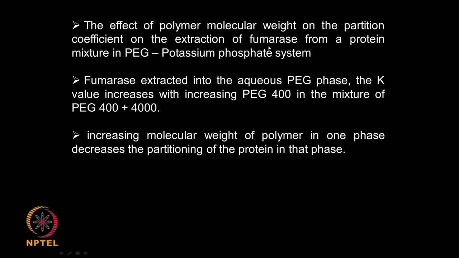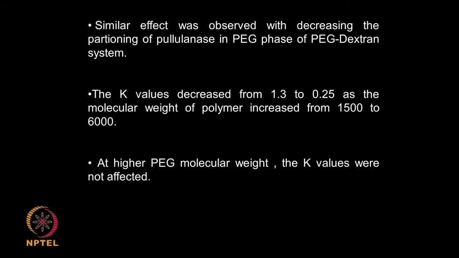Okay. So, the effect of polymer molecular weight on the partition coefficient is also there. If I am looking at extraction of fumarase from a protein mixture in a PEG potassium phosphate system, fumarase is extracted in the aqueous PEG phase, and the K value increases with increasing PEG 400. So, if I put in more PEG 400, I am able to increase the extraction. Whereas, when I increase the molecular weight of the polymer, it decreases the partitioning of the protein in that phase. So, if I increase molecular weight, the partition coefficient decreases, and if I keep lower molecular weight, the partition coefficient increases.